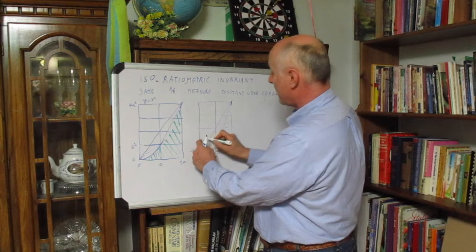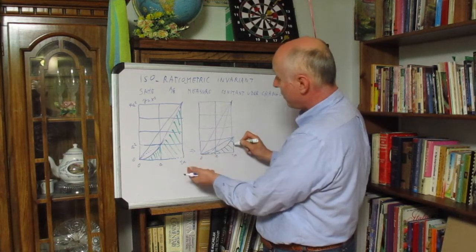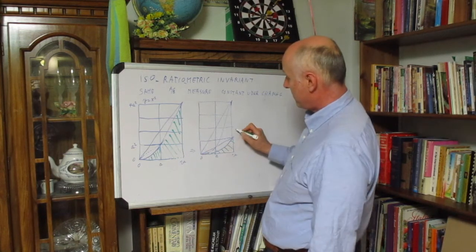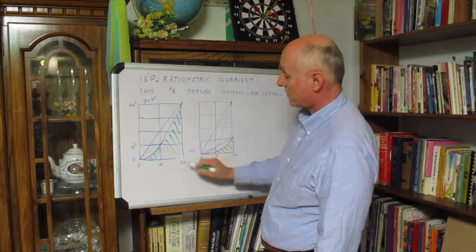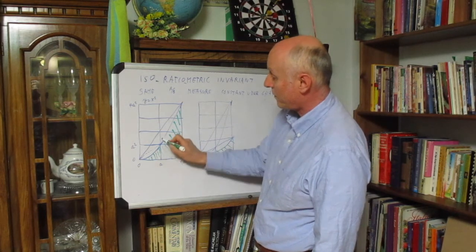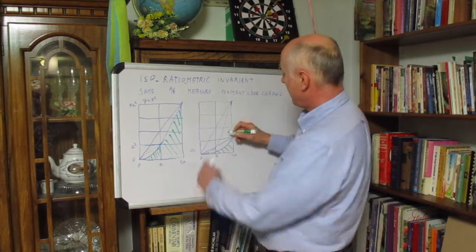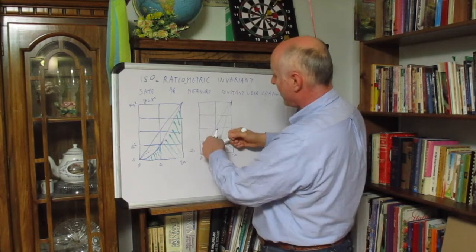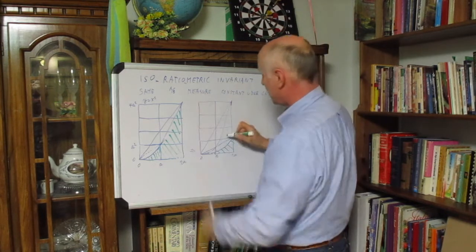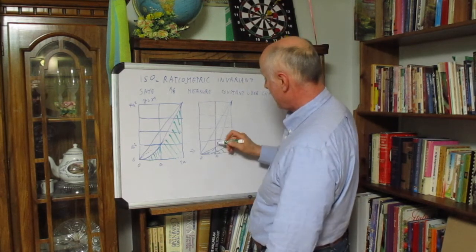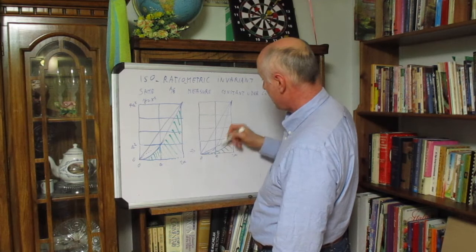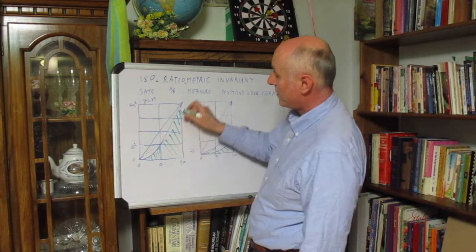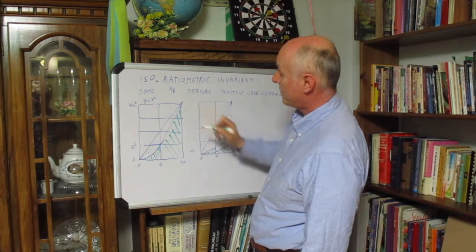But I've also doubled the area of the box. So the ratio of this to the box is the same as the ratio of this area to this box. And if I now quadruple it, I pull it twice and twice again, well, we'll end up in this situation right here.